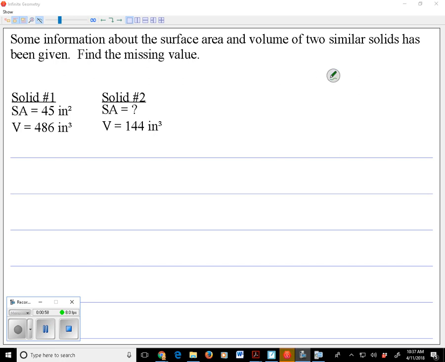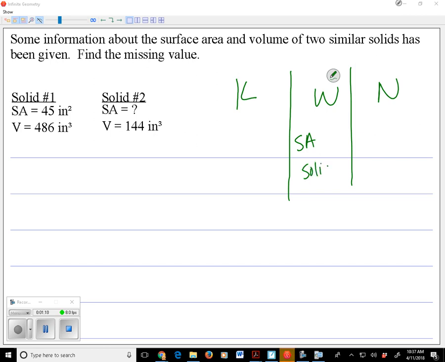We would like to do a know, want, need chart. We want the surface area of the second solid. What is it that we know? Well, we know the volumes of both solids, and we know the surface area of solid number 1. But we need solid number 2.